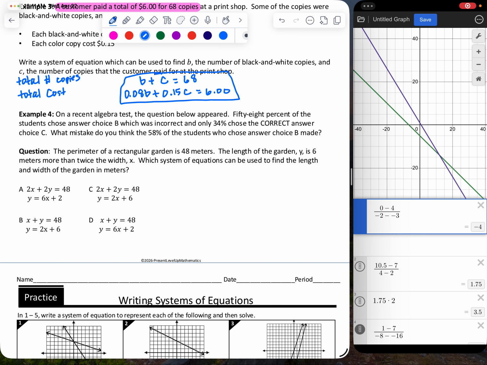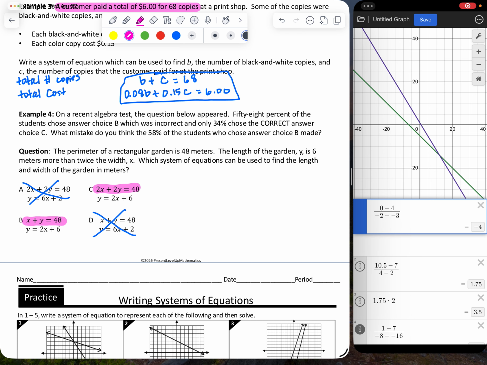Now, in this problem, they've already told us that the correct answer is C, and then most of the students chose B. So let's not even consider A or D for right now. So B is the choice that the majority of students made, but C was the correct answer. So the only difference between these two answers is the top equation. So let's try to see if we can figure out what you think they did wrong.